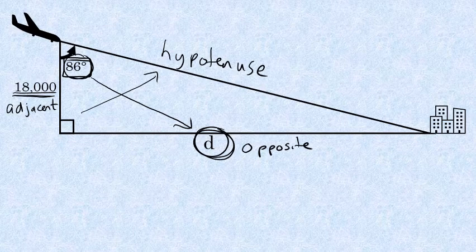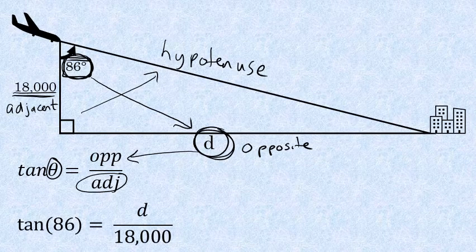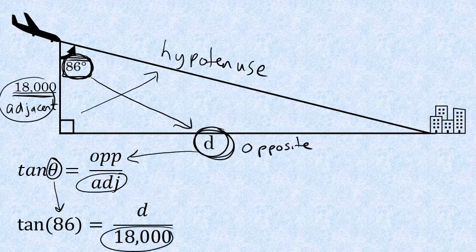In right triangle trigonometry, there is a trig function that relates the opposite and the adjacent side, and that's the tangent. The tangent of either of the two acute angles in a right triangle is equal to the length of the opposite side over the length of the adjacent side. In this case, I know the angle, 86 degrees, and I know the adjacent side, and I'm trying to find the opposite side. So this will give me an equation with only one unknown. Theta is 86. The length of the adjacent side is 18,000, and I just have to find the length of the opposite side, D.